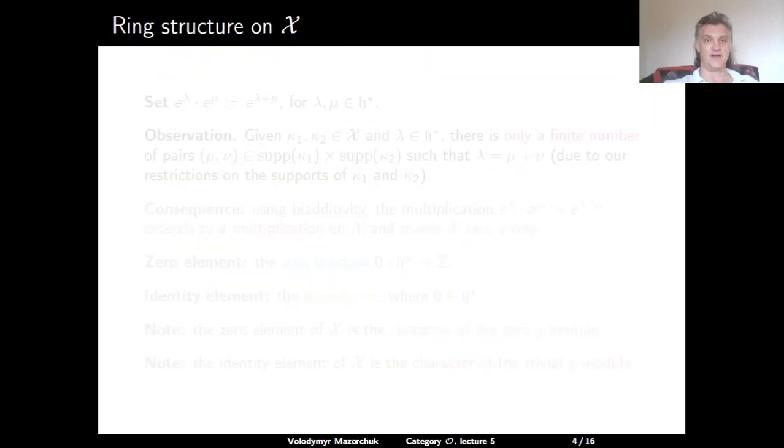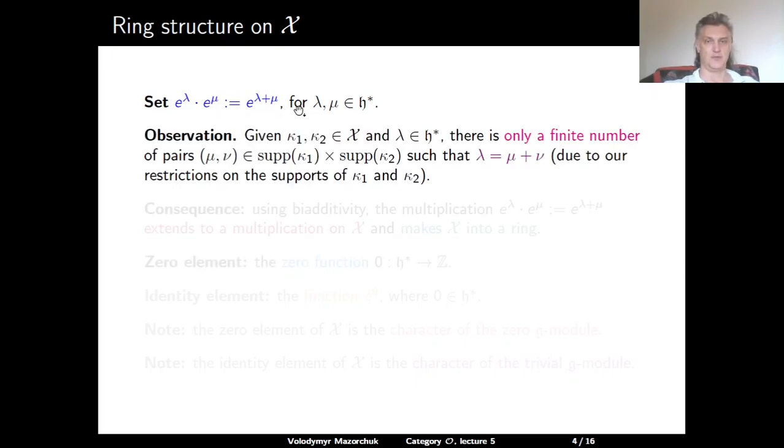So now let's go further and define on X the structure of a ring. We define the product of the exponent of lambda and the exponent of mu to be the exponent of lambda plus mu. Note that given two functions kappa 1 and kappa 2 in X, and any fixed lambda in h star, there are only finitely many pairs of weights mu and nu, from the support of kappa 1 times the support of kappa 2, such that lambda is equal to the sum of mu and nu. And this is true because of our restrictions on the supports of kappa 1 and kappa 2.